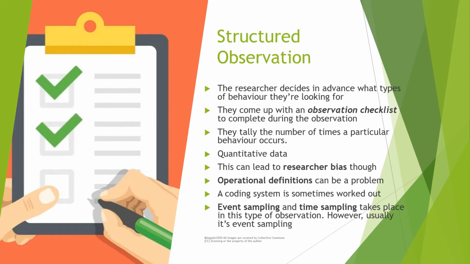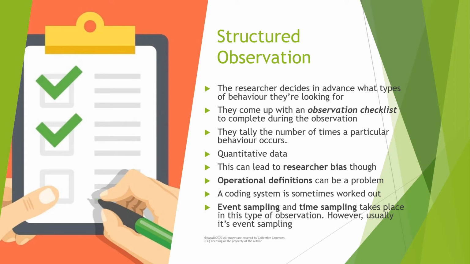So a structured observation is where the researcher's already decided what they're looking for. So they'll have a checklist. And what they'll do is they'll tally up every time a particular behaviour occurs. So it generates quantitative data. The big issue here, though, is researcher bias. Operational definitions, which are your definitions that you've put in your checklist, what counts as a behaviour, can be an issue. So sometimes researchers work out a coding system in advance.